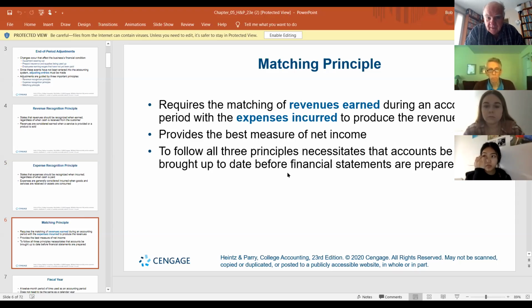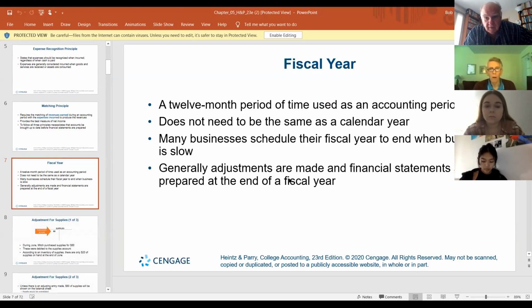Matching principle again. What are you matching? Revenues and expenses. Don't answer revenues and liabilities or assets and capital. It's revenues and expenses. Okay? That would give us the true net income for the period. We are doing what's called accrual accounting, A-C-C-R-U-A-L. Accrual-based accounting, meaning we record at the time the event happens, okay? To follow all these principles, we must do it.